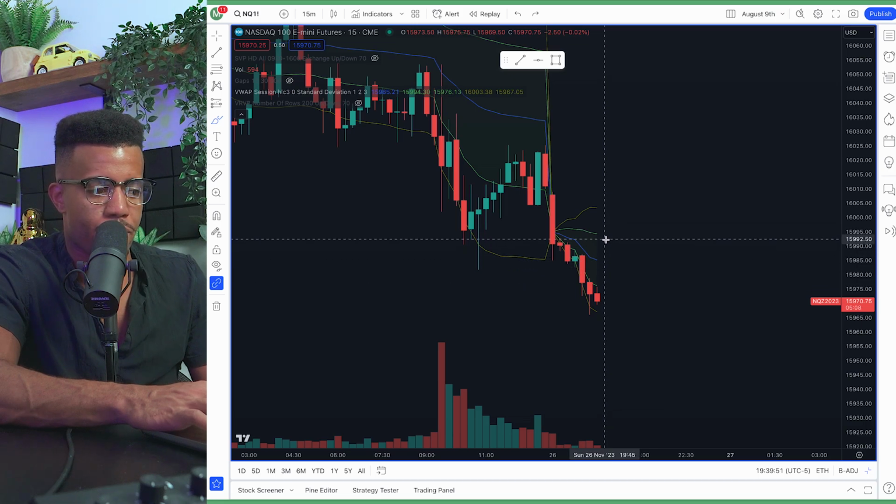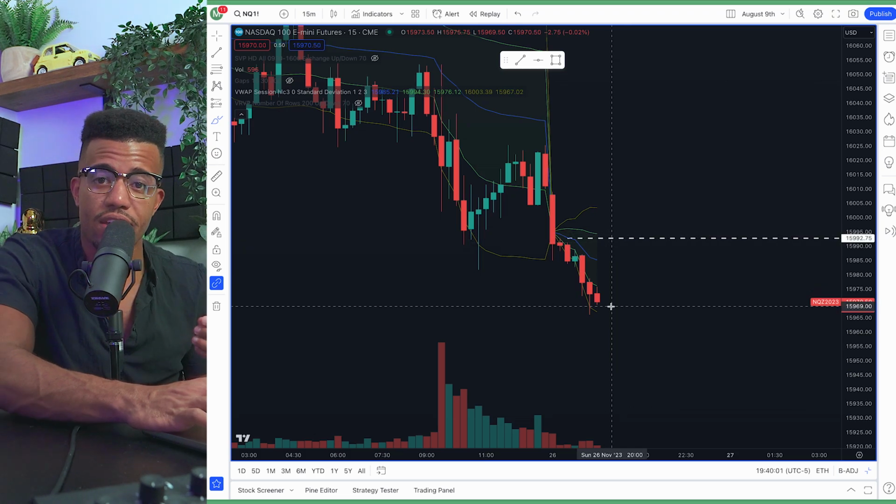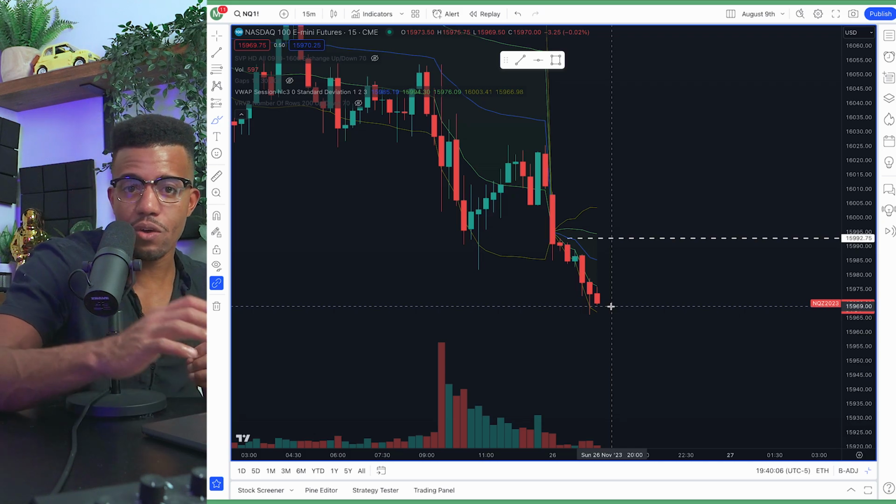Now I could go for the top of the range, which would be right here at 15,933. I could do Alt J to do a line there. But the way that I like to use VWAP is the market likes to get back to VWAP. Anytime we get away from the average, we like to move back to the mean, the average. And that's exactly how I use it.